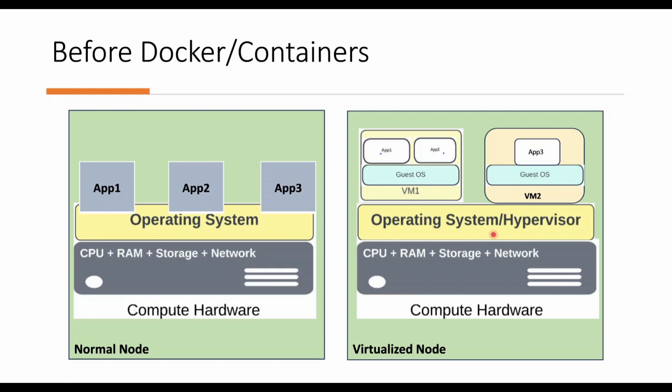On the other hand, type 2 hypervisors are just like an application which required an operating system to be running on the node before being installed. And once these are installed, it is going to convert the normal node into virtualized node by creating an abstraction layer between the physical and virtual compute resources. Now, what are the virtual compute resources?